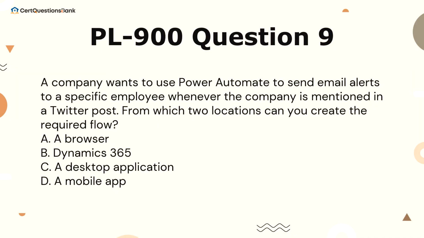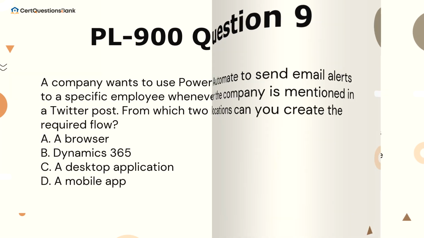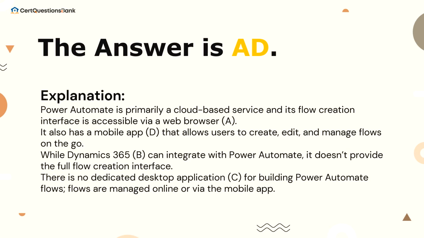A company wants to use Power Automate to send email alerts to a specific employee whenever the company is mentioned in a Twitter post. From which two locations can you create the required flow? A. A browser. B. Dynamics 365. C. A desktop application. D. A mobile app. The answer is A and D.